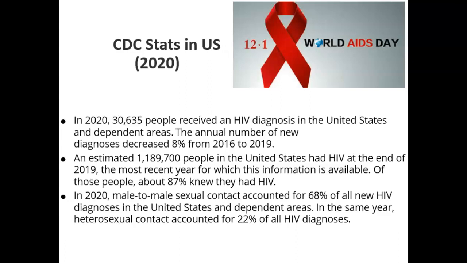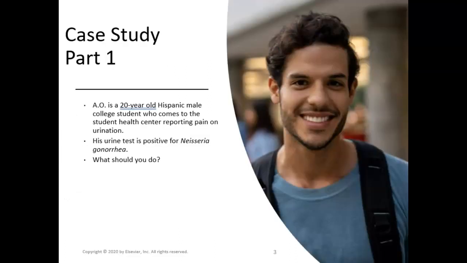As we go through this lecture, we're going to do a little case study along the way. So we'll start with part 1. You have AO, who's a 20-year-old Hispanic male college student who has come to the health center reporting pain on urination. His urine test is positive for Neisseria gonorrhea. What should you do? You can pause and think here for a moment. We can also more than likely get to discussing this in class, but what would you do if this patient were in front of you and he's positive for an STD?